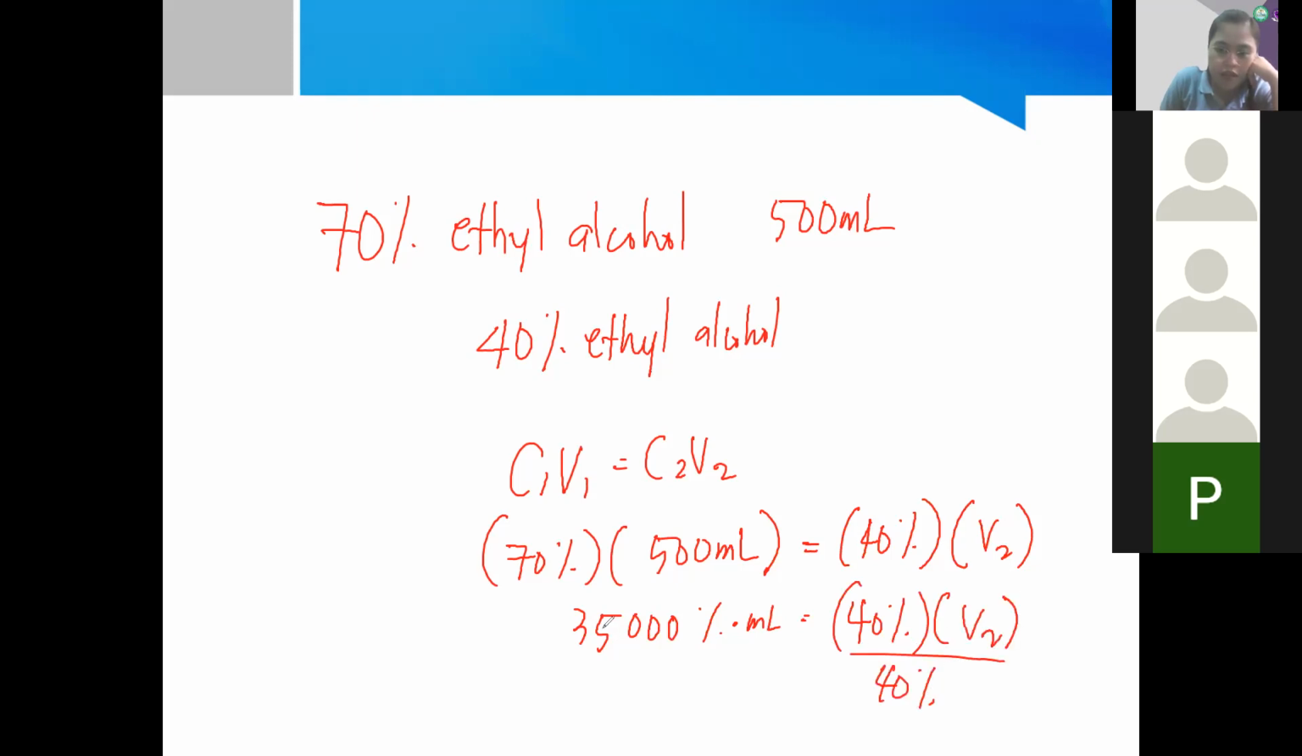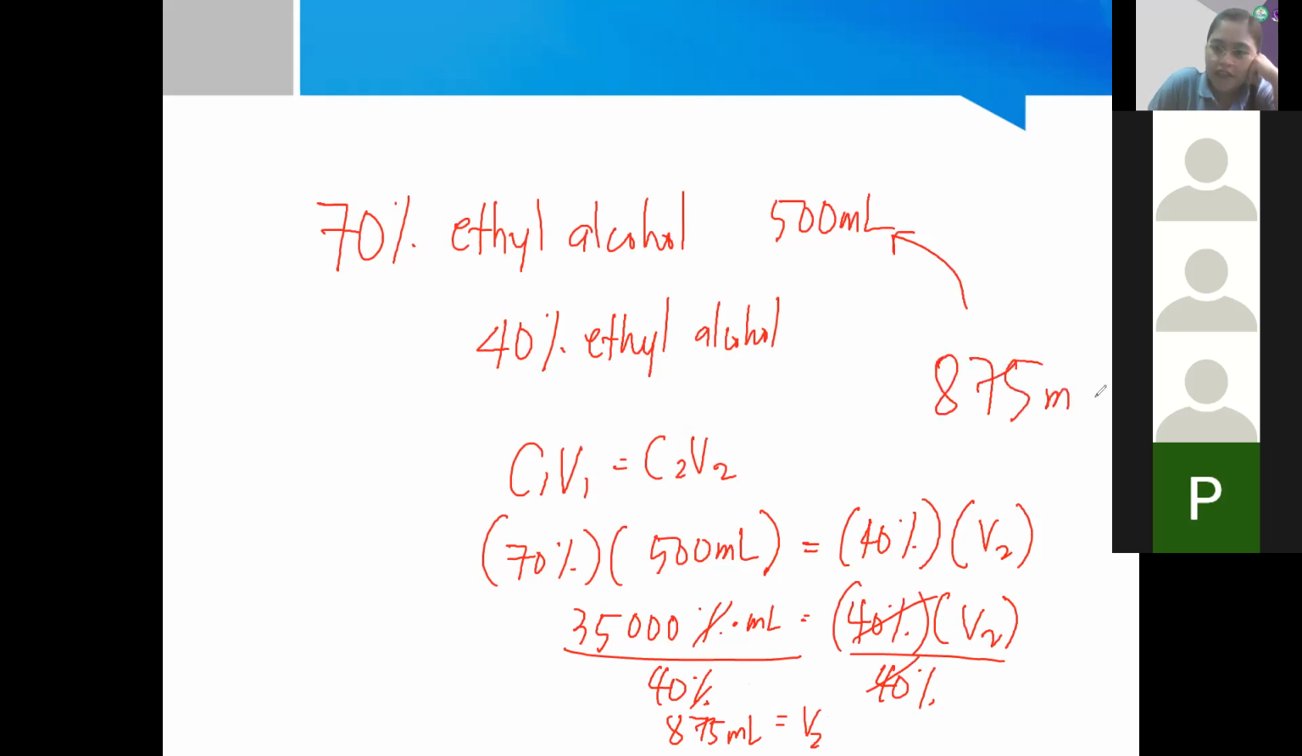Divide both sides with the 40%. Cancel this, cancel the percent. 3,500 divided by 40. The V2 is 875 ml. So ang gagawin mo, yung 500 ml mo na alcohol, dagdagan mo ng tubig hanggang maging 875 ml na siya. Tapos automatic, ang kanyang concentration yan ay 40%. So dumami na yung alcohol mo, pero again, effective pa rin naman siya. That's the process of dilution.